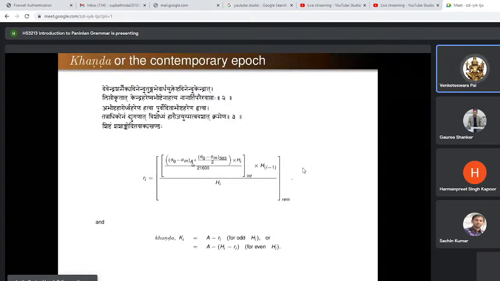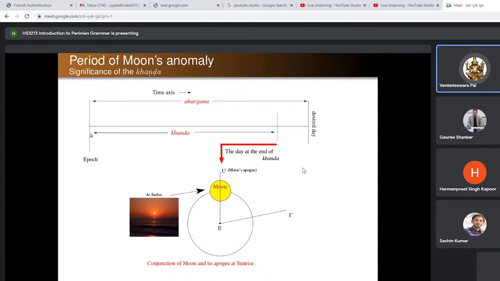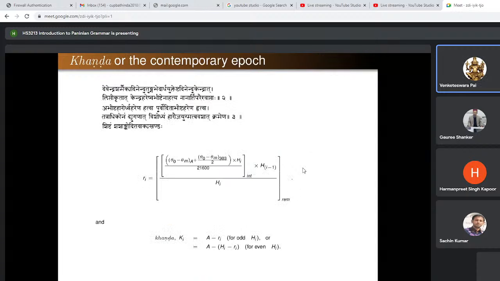So here you can see in the equation below, A is nothing but the ahargana. The khanda could be called a contemporary epoch, which means you are actually shifting the epoch, which is February 18, 3102 BC in Siddhanta Shiromani, to a day which is closest to the ahargana. So this is how the algorithm goes.